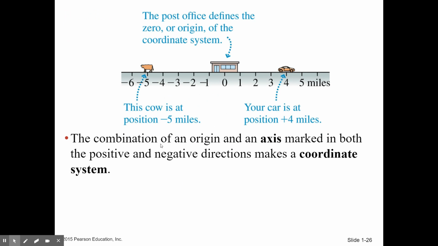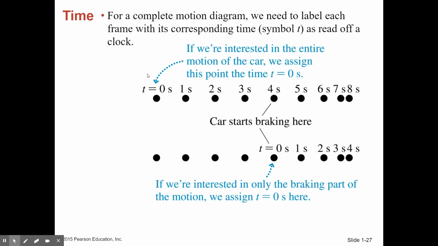So the combination of an origin and an axis marked in both the positive and negative direction makes a coordinate system. This is the x direction. By placing the post office at the origin, that's your 0, 0 mark. So this would be 4, 0, and this would be negative 5, 0, those kinds of things.